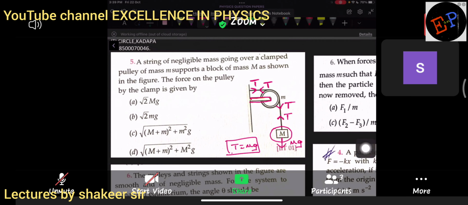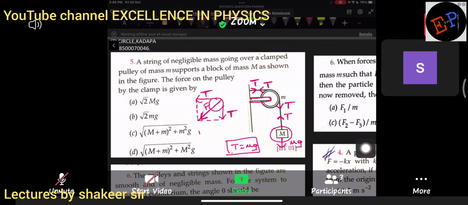If you see this pulley, this is one tension which is pulling the pulley downwards, and this is another tension which is pulling the pulley towards the side. And what is T here? T is nothing but capital Mg. T is equal to capital Mg. So can you take the resultant of these two forces? The resultant of these two forces is this much. This is by using the parallelogram rule of addition, where two vectors are joined tail to tail. So the resultant is F.